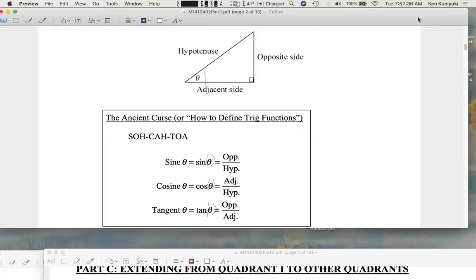Hi everyone, we're back to right triangle trig. We ended last time with the ancient curse, Sohcahtoa, which reminded us that sine of theta was opposite over hypotenuse, cosine of theta was adjacent over hypotenuse, and tangent of theta was opposite over adjacent. Where this is theta, this is the opposite side, this is the adjacent side, and this longest side is hypotenuse.